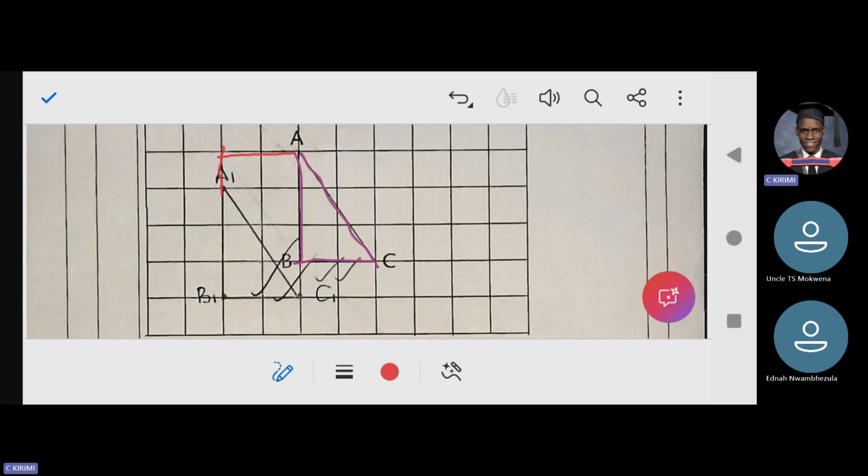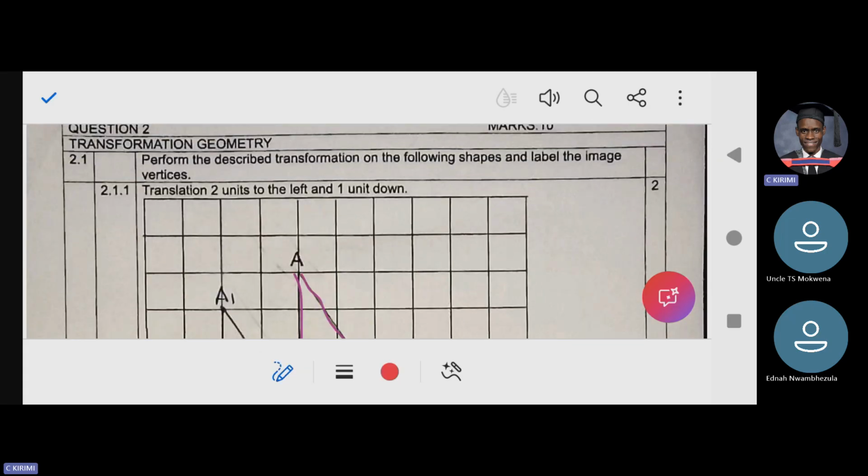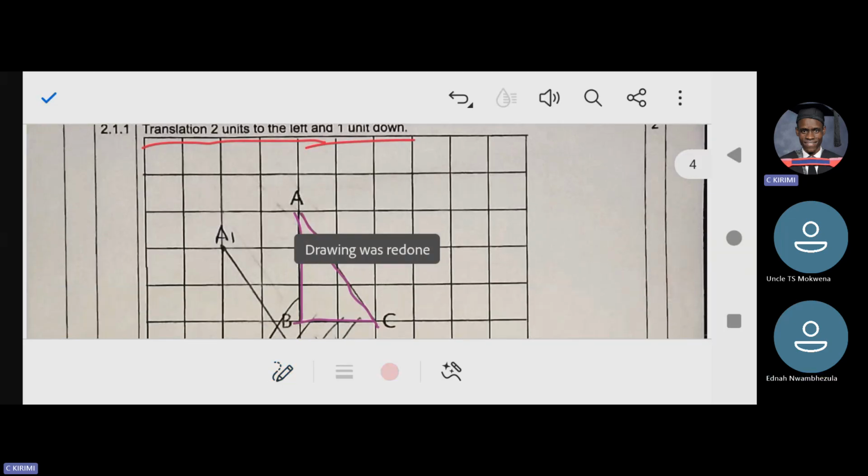Any question? How we got this point? So you move to the left, then you move down. That is the translation that you are using. Where are you getting this translation? You were told to translate 2 units to the left, 1 unit down.